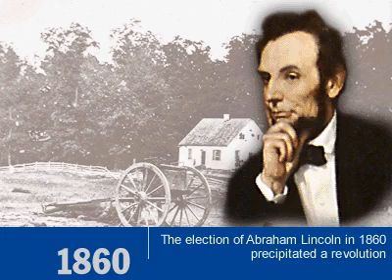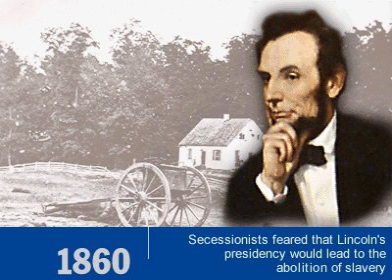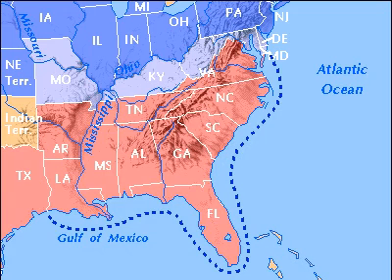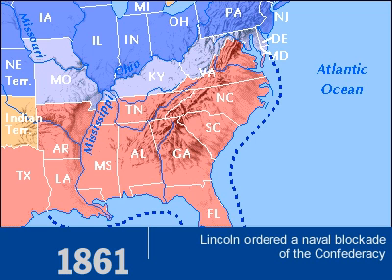The election of Abraham Lincoln in 1860 precipitated a revolution. Secessionists feared that Lincoln's presidency would lead to the abolition of slavery. Within 7 months of Lincoln's election, 11 states left the Union. In response to an attack on Fort Sumter, South Carolina, Lincoln called for a blockade of the 3,500-mile southern coastline.